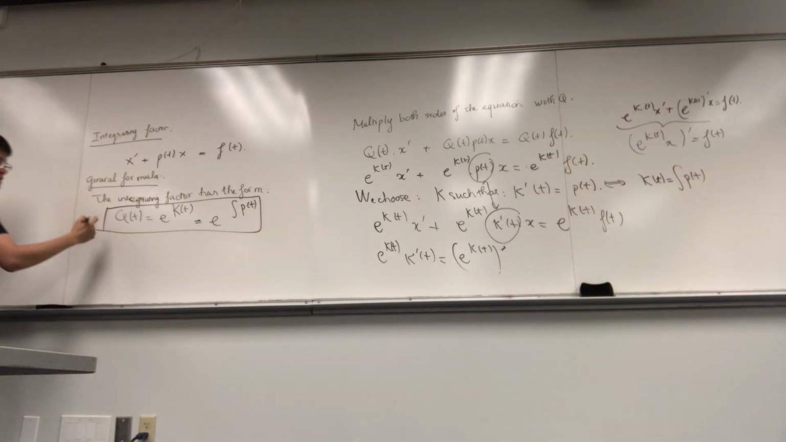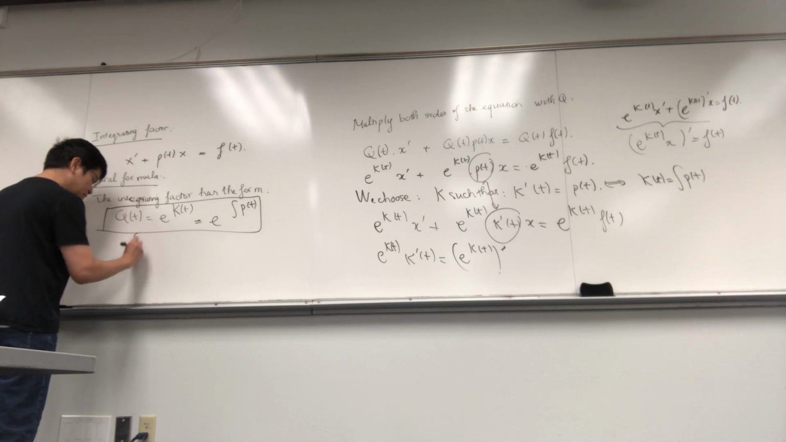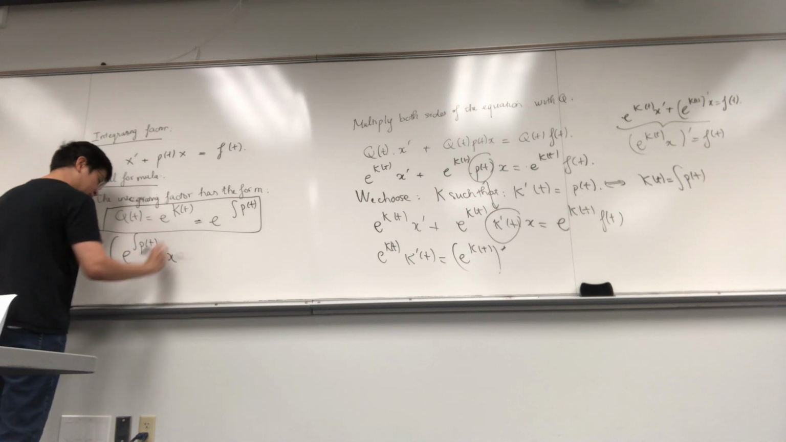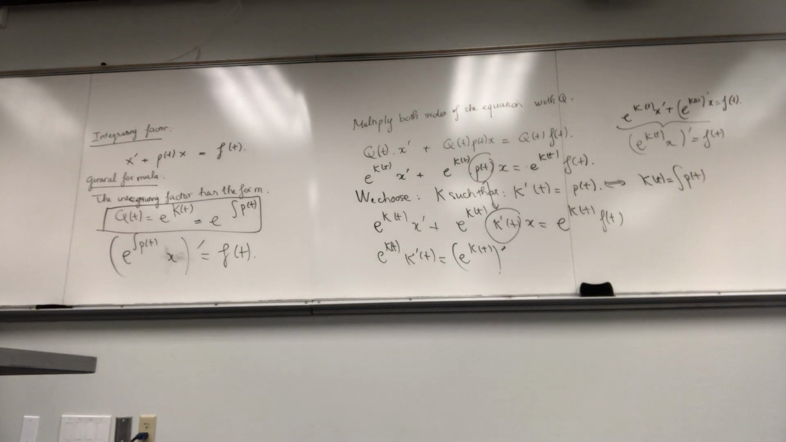And when you multiply this integrating factor into the equation, you're going to have e to the antiderivative of p(t) times x, and you take the prime, and this is equal to the right-hand side. This is the formula that you can use.